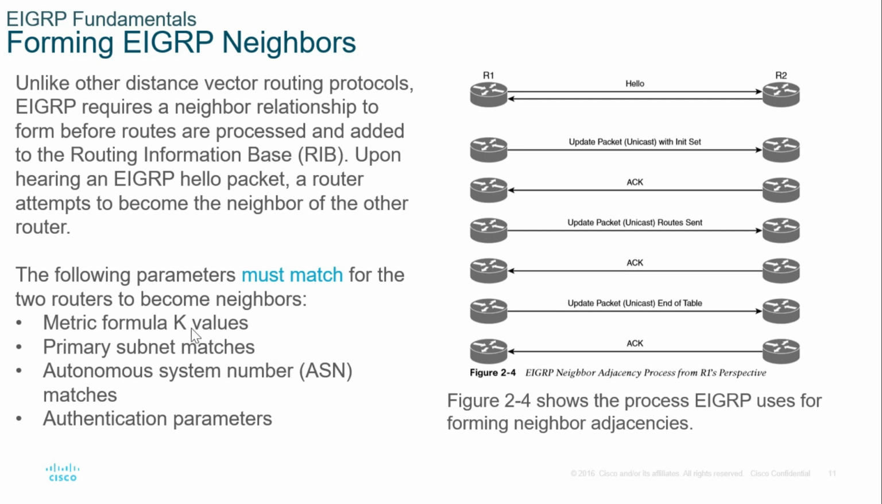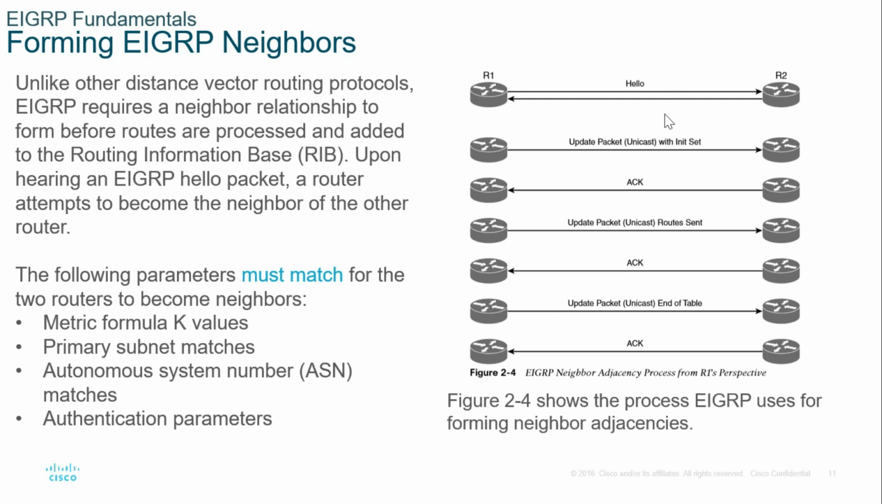Then the K formula values, we usually don't change them, but it's possible that you change them in real conditions. In a lab we usually don't change them, but they must match. And if you enable authentication, which by default is not enabled, the parameters must match, for example the key value, the hashing function and so on. Once these match, then they will form a neighbor relationship.